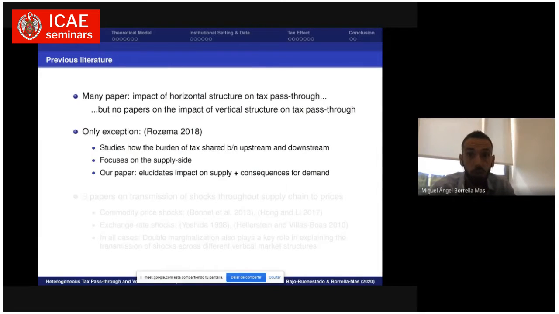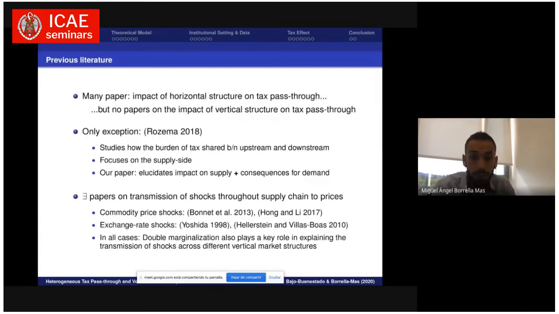But by contrast, we focus on the demand side to study the impact of a tax on consumer prices, considering different vertical structures. There are also other papers studying the transmission of shocks throughout the supply chains to final prices. For instance, Bonnet et al. 2013 and Hong and Li in 2017 focus on commodity price shocks, while Yoshida in 1998 and Hellerstein and Villas-Boas in 2010 focus on exchange rate shocks. Importantly for us, in all the cases, including our paper, these authors find that double marginalization also plays a key role in explaining this transmission of shocks across different vertical market structures.